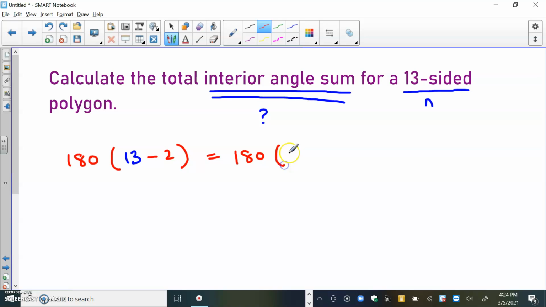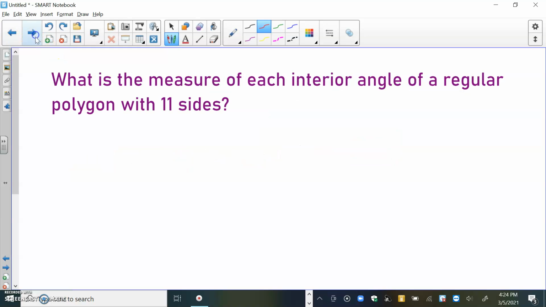180 times 11, and if you calculate 180 times 11 in your calculator, you should get an answer of 1980. So that is the interior angle sum of a 13-sided polygon. All right, on to the next.